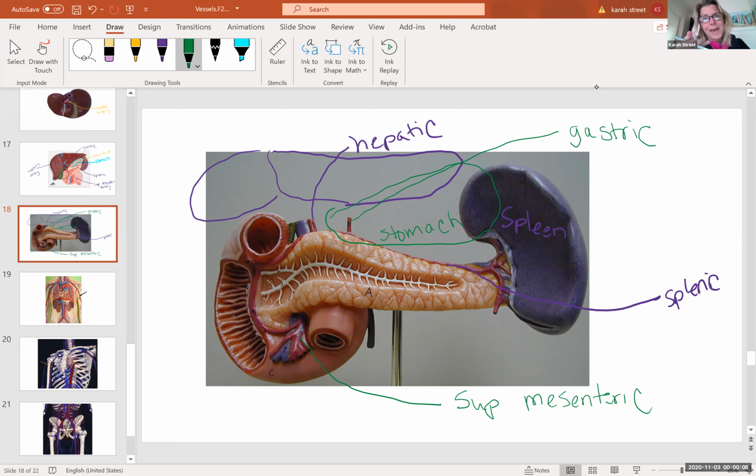On the back side of this model, if I could turn her around and show you, we would see those three branches coming off the celiac trunk, but it's hidden by the pancreas. So this structure going across, it looks like it's got a fishbone in it, doesn't it? So all of this is the pancreas. Kind of looks like a cobblestone pathway. So that's the pancreas.